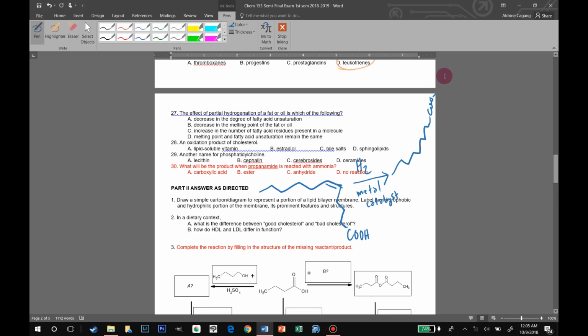Okay, so it's going to give you a saturated fatty acid at the end. So it will give you a linear structure. But you can also have a partial hydrogenation.